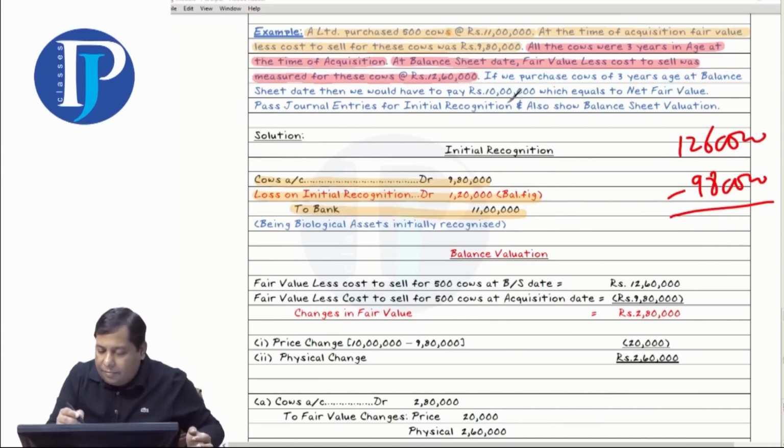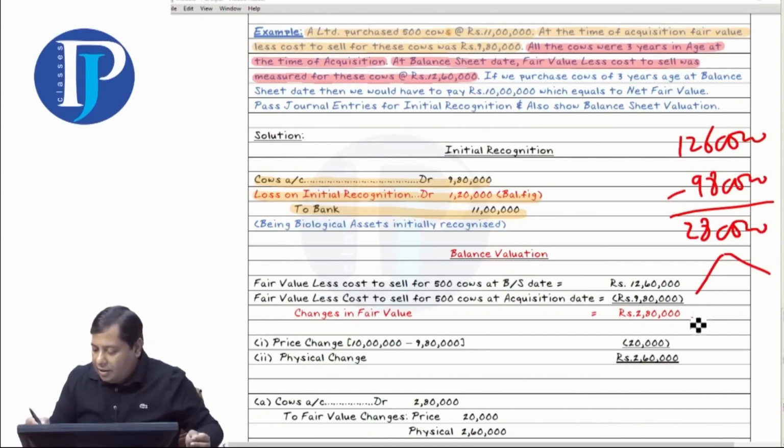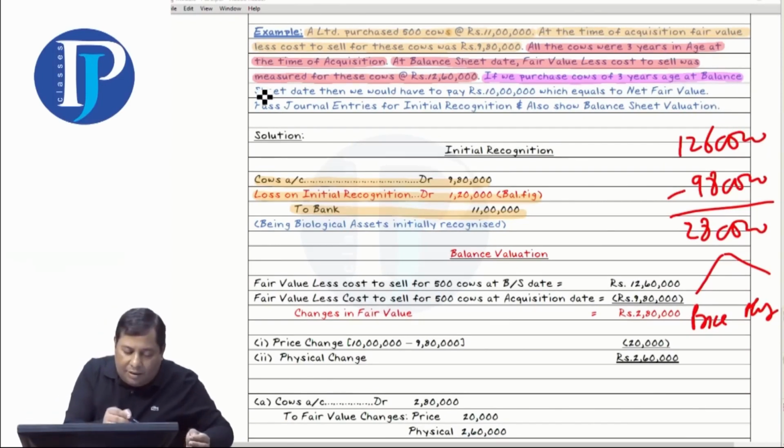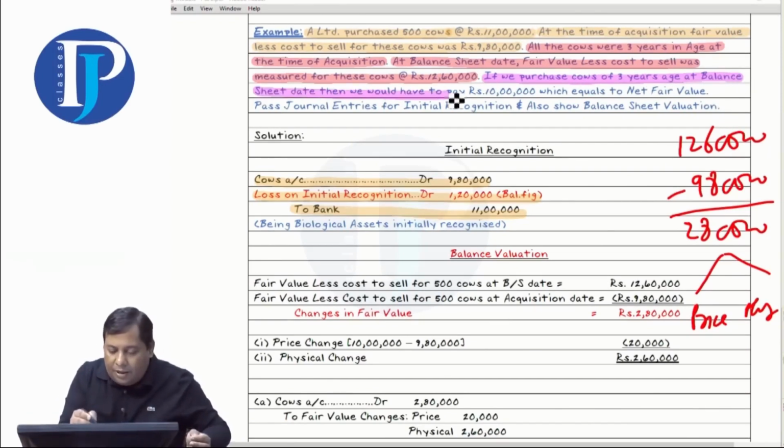Any expenses? This is 280. So now we will divide it in two parts. One is physical change and the other is price change. Now we will have to see how much is the price of a 3-year-old cow today. If we purchase cows of 3 years of age at the balance sheet date, then we would have to pay 10 lakh rupees.